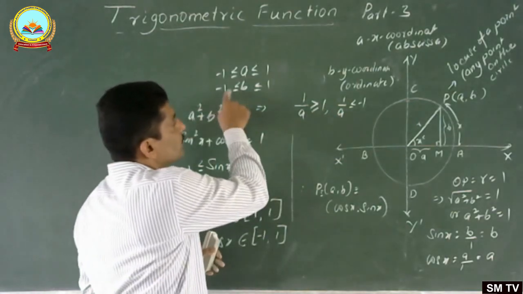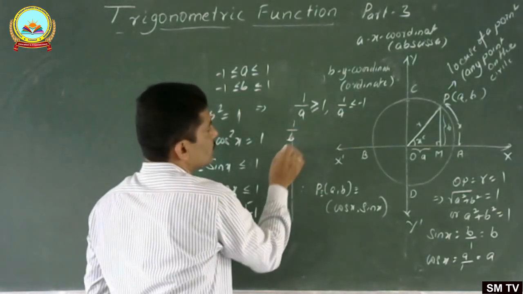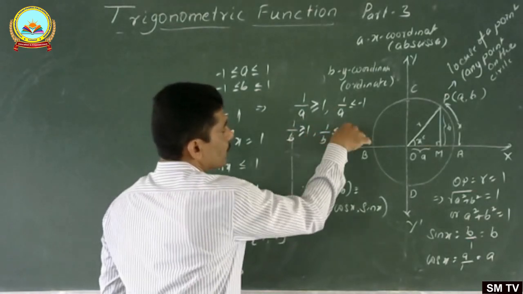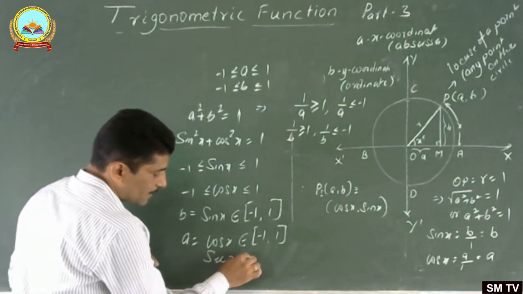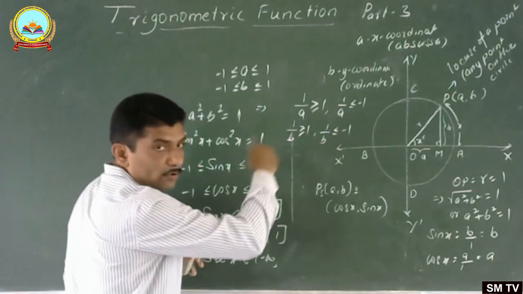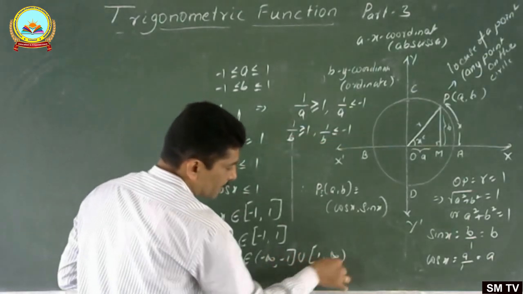Similarly, b also lies between minus 1 and plus 1, therefore 1 by b is greater than or equal to plus 1 or 1 by b is less than or equal to minus 1. It means the value of secant x belongs to the interval minus infinity to minus 1, including minus 1, union 1 to infinity.